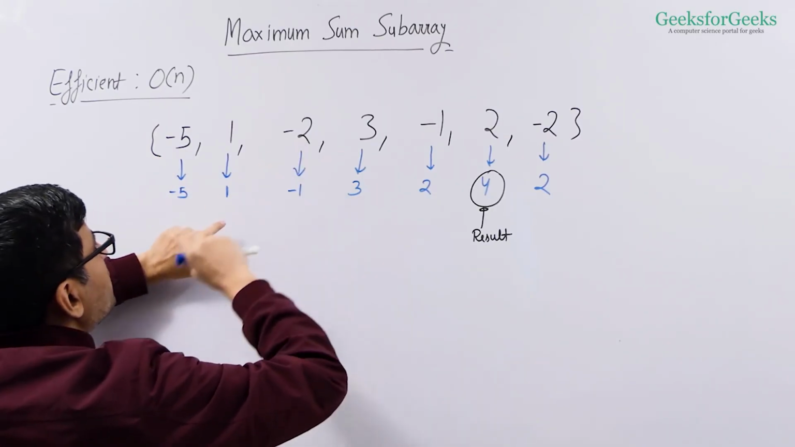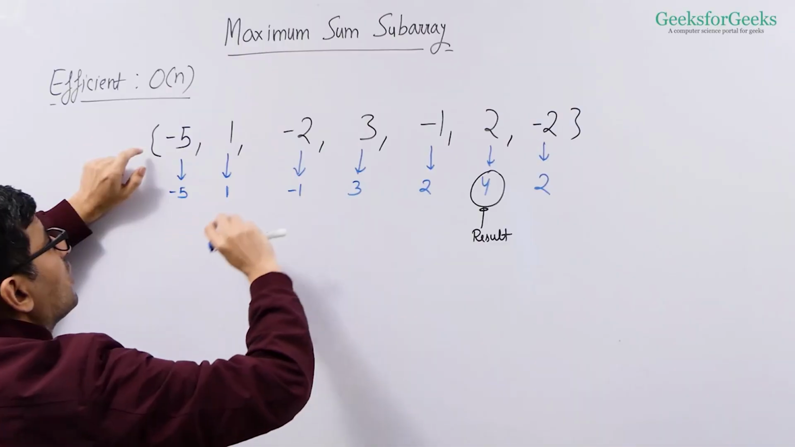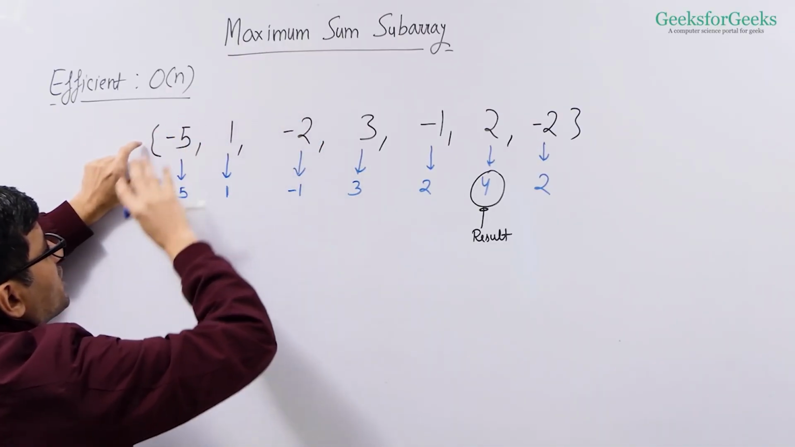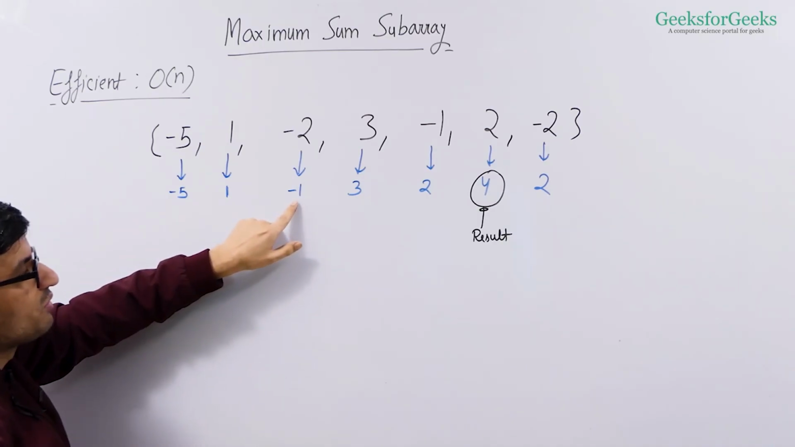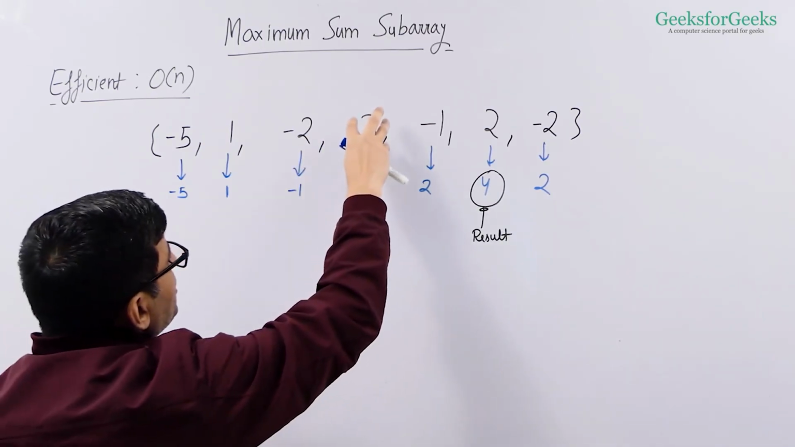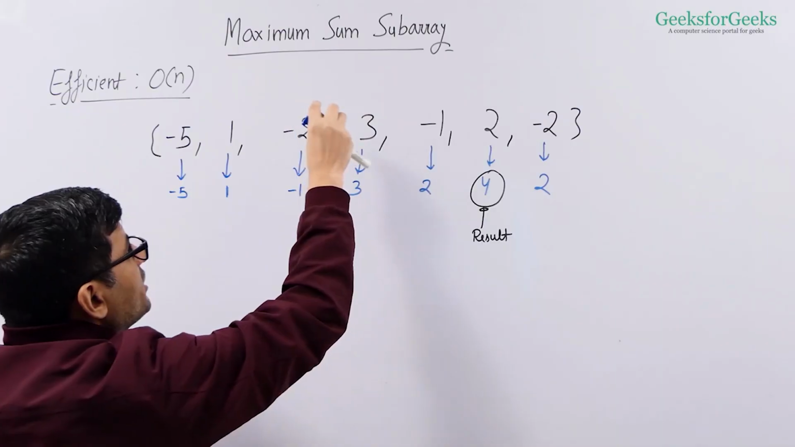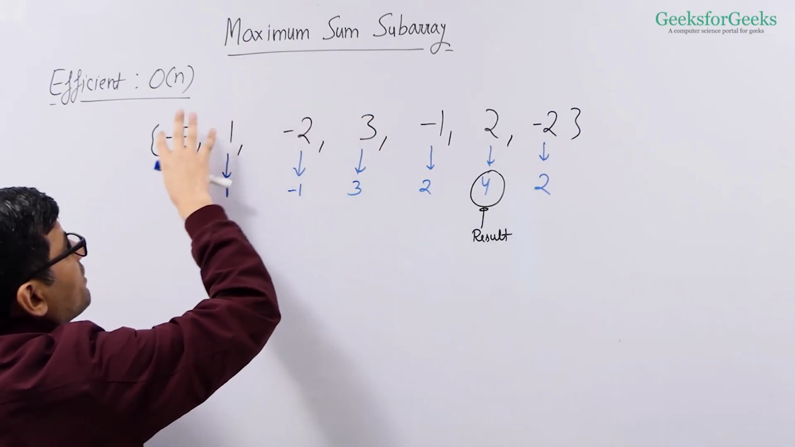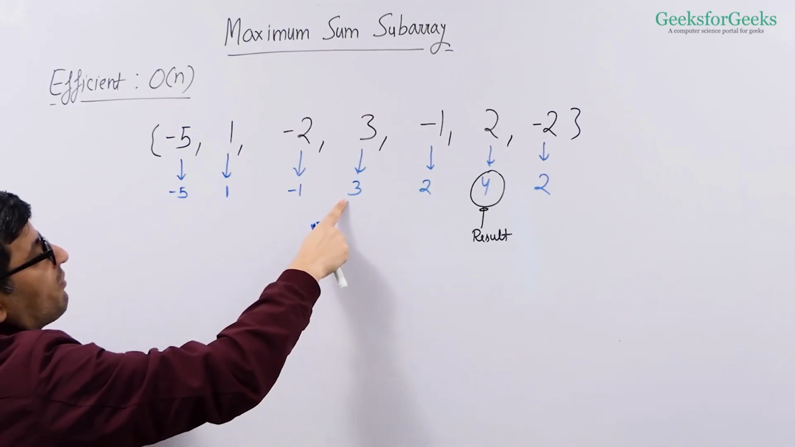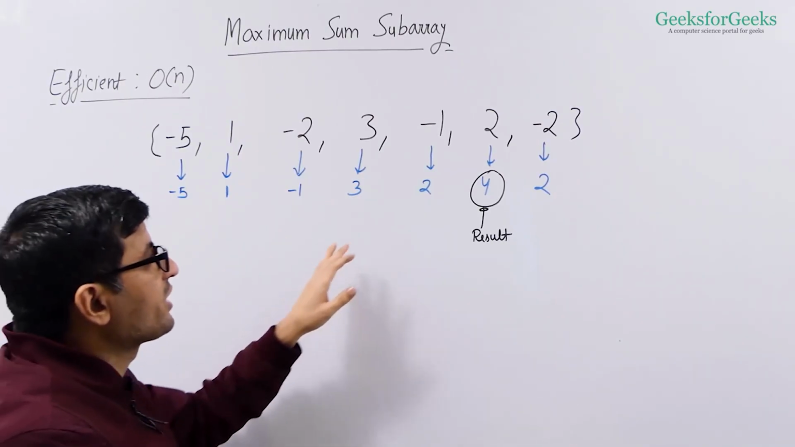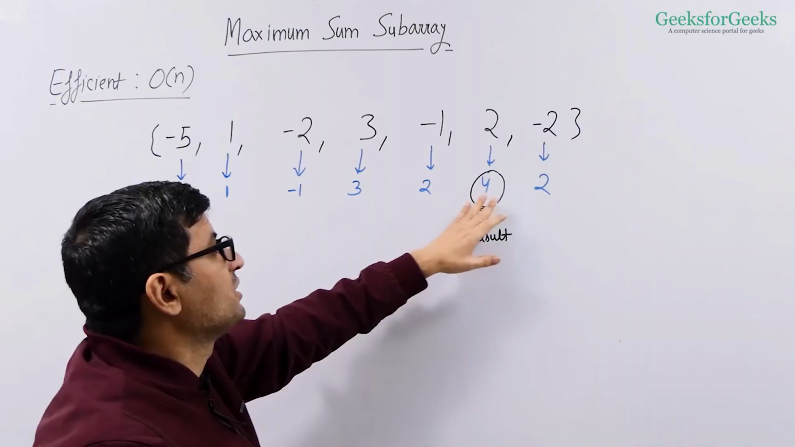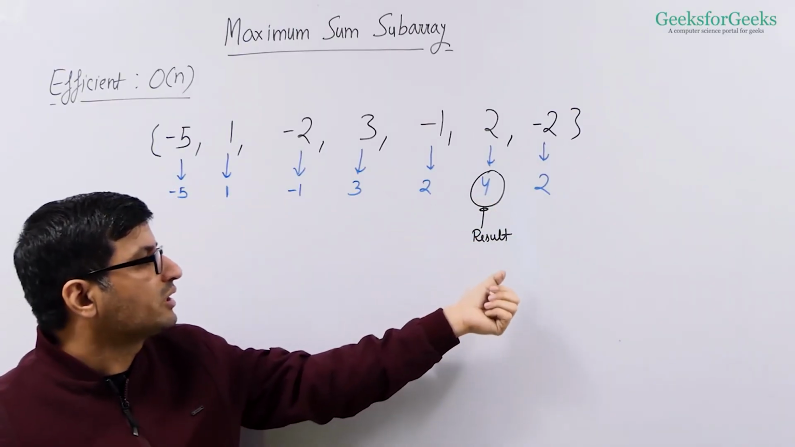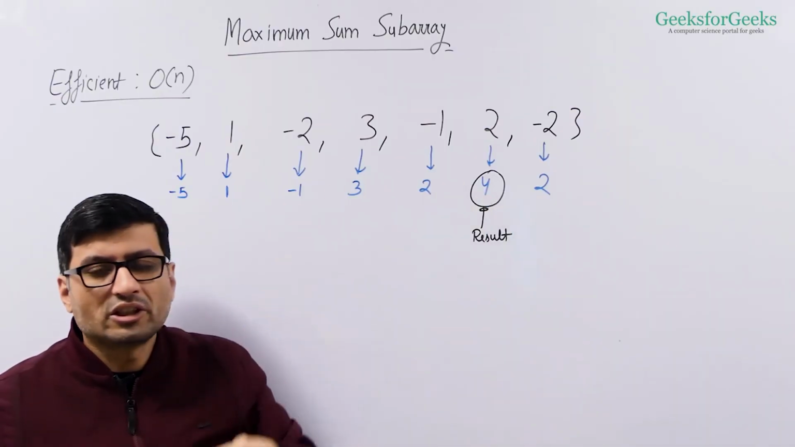For -2, you have three choices. You either take -2 or you take -2 plus 1 or you take -2 plus 1 -5. Out of these, maximum is -1. For 3, you have four choices. You take only 3, you take 3 -2, you take 3 -2 1, you take 3 -2 1 and -5. Out of these, maximum is 3. Similarly, we compute maximum sum ending with these elements and ultimately we find out the maximum of all these values and return this as a result.